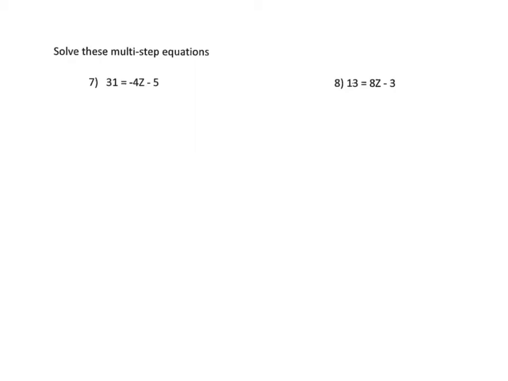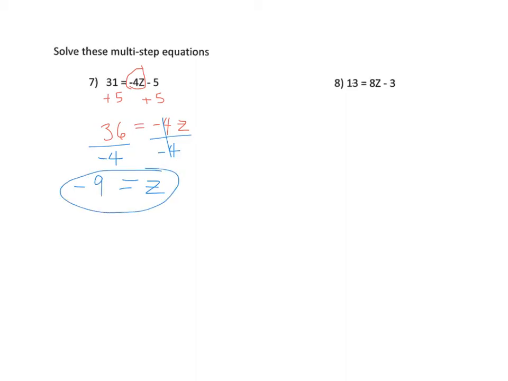Number 7, I'm going to circle the term that has the variable. And now I want to get rid of that minus 5. So the inverse of minusing 5 is adding 5. I add 5 to both sides. I get 36 is equal to negative 4z. And now we're going to do the inverse of multiplying by negative 4, which is dividing by negative 4. It's going to give me z is equal to 36 divided by negative 4. So positive divided by negative is negative. 36 divided by 4 is 9. Z is equal to negative 9.